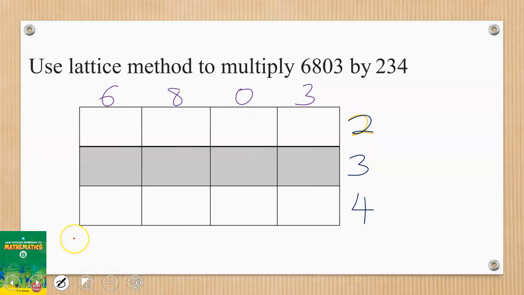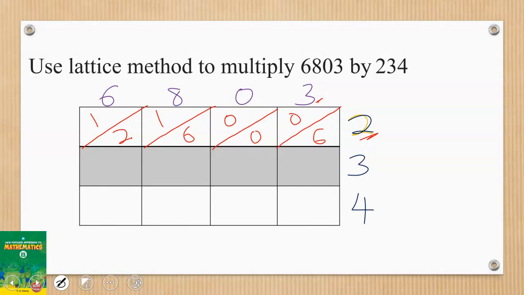Now we are going to do the multiplication. So we draw our lines diagonally, nicely. So we start with 2 times 3 here, which will give us 6. So that will be 0, 6. And 2 times 0 is 0, so you put 0, 0 down there. 2 times 8 is 16, so you write 1 and 6. Then 2 times 6 is 12, you write 1 and 2. We're done with the first part.